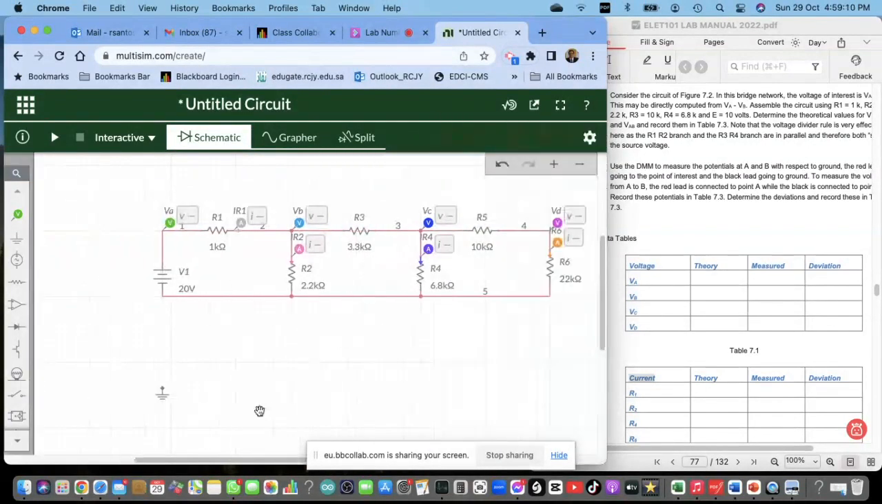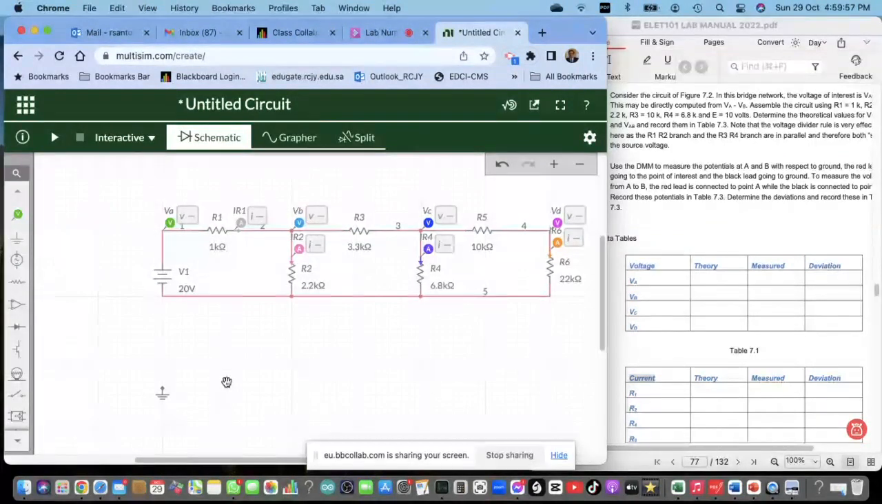I think that completes the circuit now. Let's review the circuit. We need VA, VB, VC, and VD, that is point A, point B, point C, and point D. As well as the currents: IR1 here, IR2, the current through R2, then IR4, the current through R4, and IR6, the current through R6.